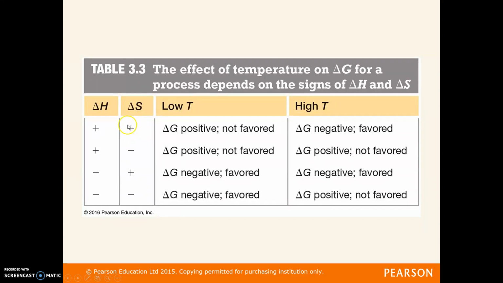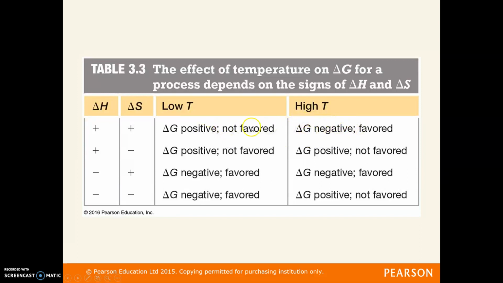So a positive change in enthalpy, so it's absorbing energy here, but also a positive change in entropy. Since it is minus temperature times entropy, a large entropy change would result in a negative delta G. When we look at this in regards to temperature, at a low temperature, this delta G is positive and not favored, right? Because if the temperature is low, then we have a low multiplier on this entropy change.